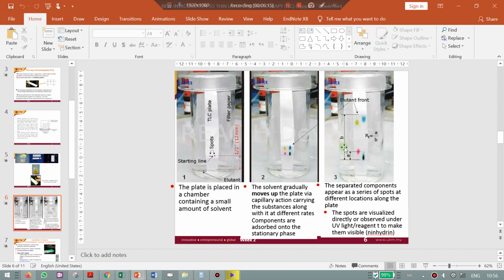Oh, I forgot to mention. To spot your sample, you need to use a capillary needle. The spot must be done once, and you cannot put it at one spot repeatedly. If you put more than once at one spot, you will see it becomes messy.